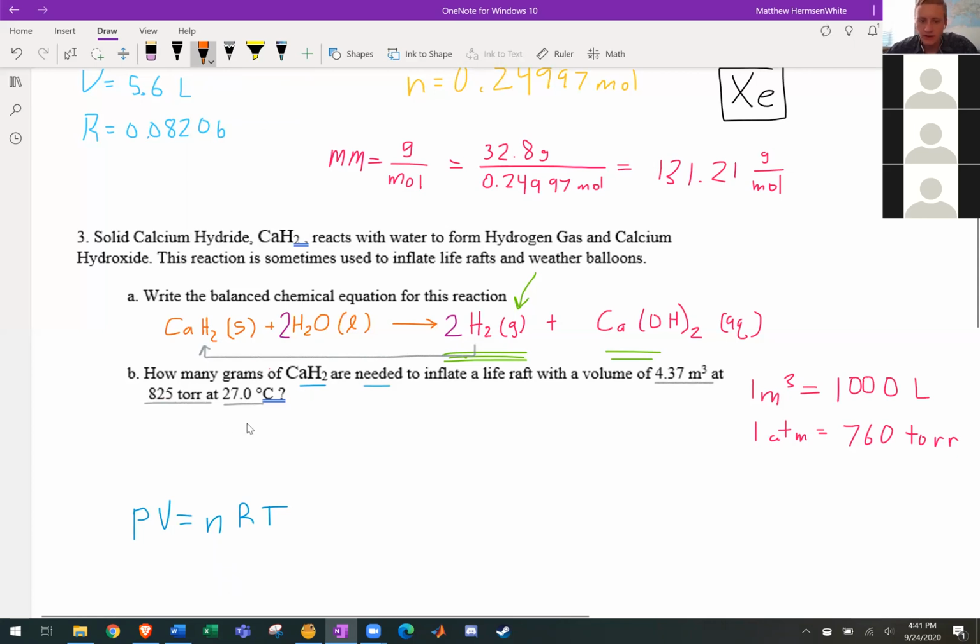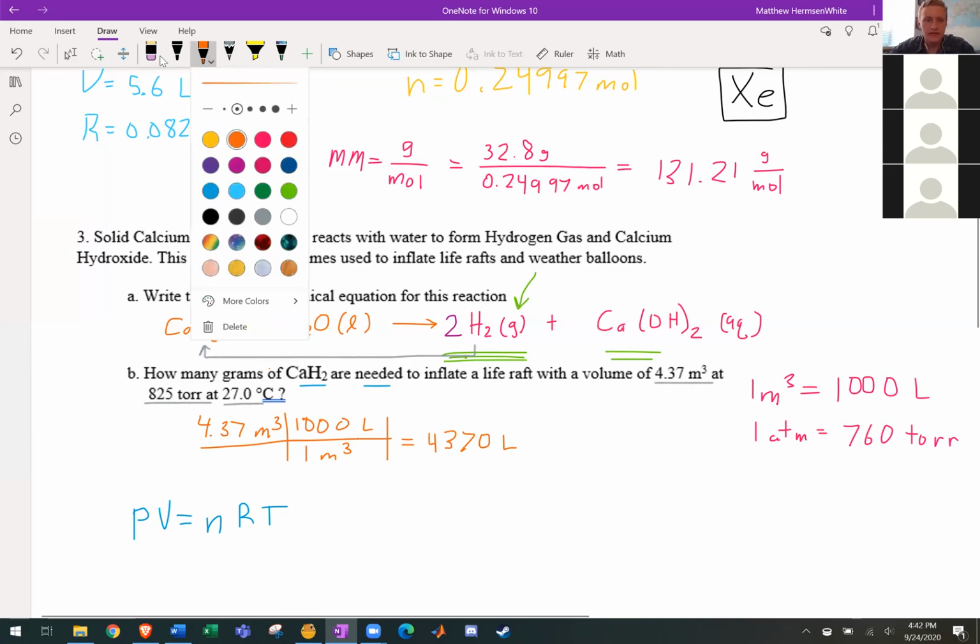So let's convert our 4.37 cubic meters into liters. We are told that 1 cubic meter is going to be 1,000 liters. So that one's pretty easy, 4,370 liters.